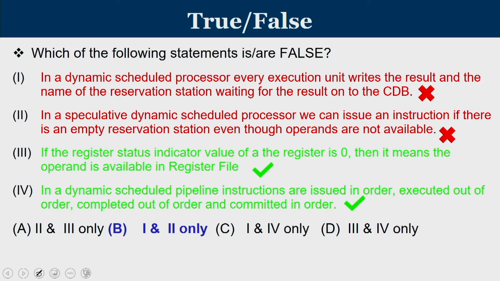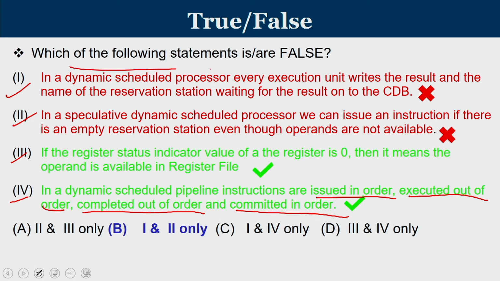So, the summary is what has been mentioned: a dynamically scheduled pipeline, instructions are issued in order, executed out of order, completed out of order and committed in order. So, from this we can see that statements number 1 and 2 are false and statements number 3 and 4 are true. So, the correct answer, which of the following statements are false? It is 1 and 2.